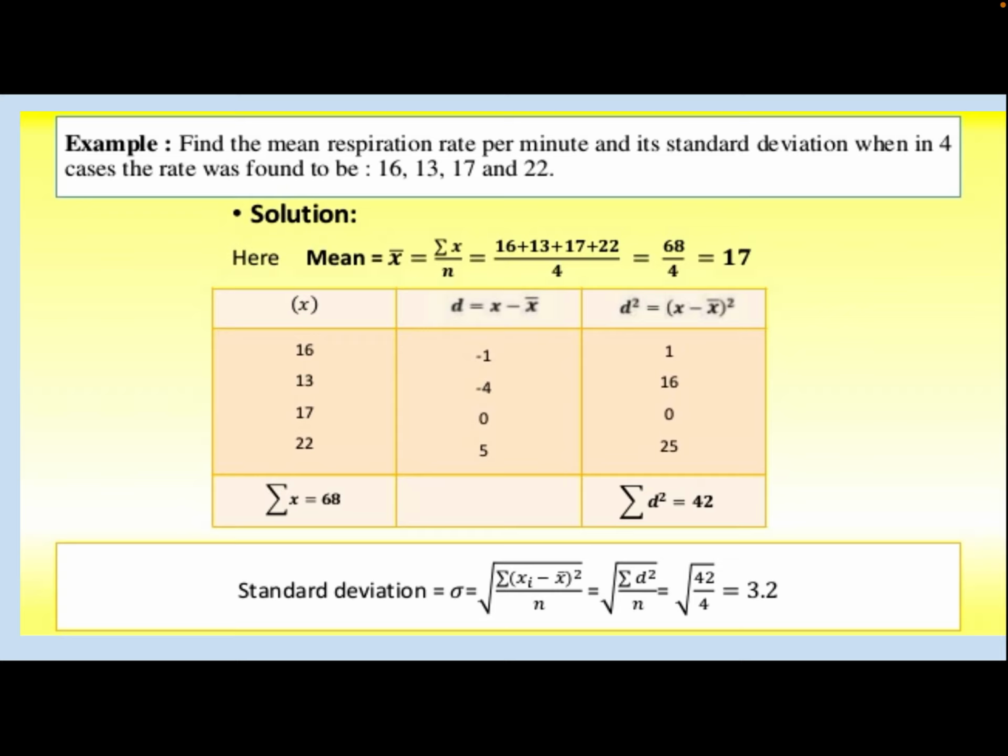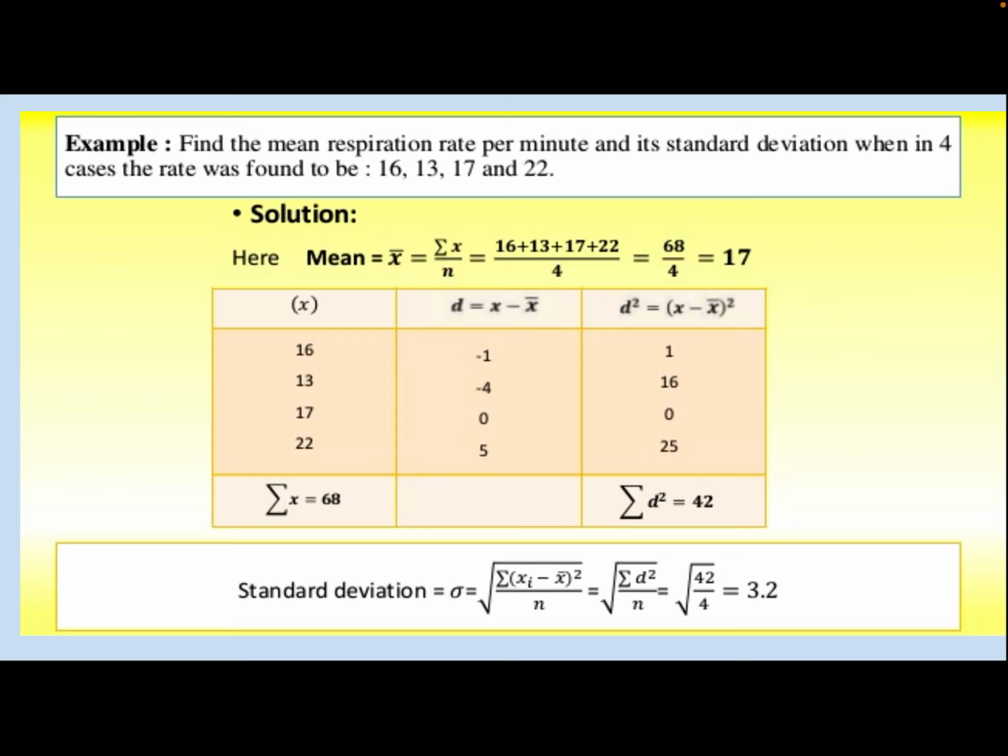The next step is to find out deviations. So you can see in the second column of the table, deviations are found out by subtracting actual mean from all the values of x. So you get -1, -4, 0 and 5.